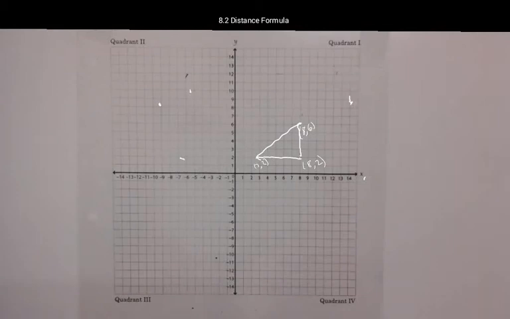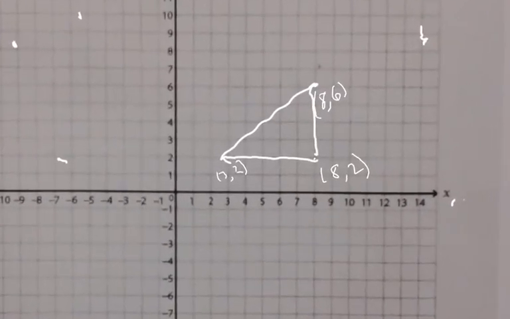This is a video on Chapter 8, Section 4. Please disregard that it says Section 2, it's really Section 4. We'll be looking at how to find the distance between 2 points on a coordinate grid.